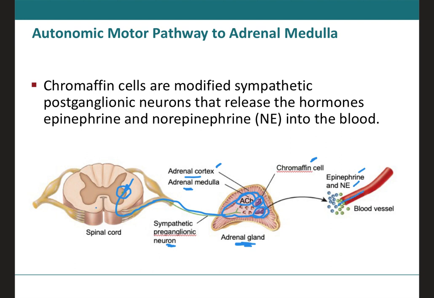Once they release this hormone into the bloodstream, it will travel through your body and target several organs throughout your body. So we can say that these chromaffin cells are modified sympathetic postganglionic neurons that, instead of releasing norepinephrine, will release epinephrine and norepinephrine into the blood as hormones to be able to target several organs throughout the body.